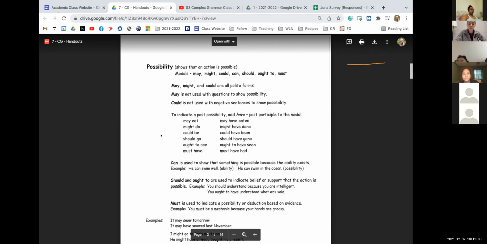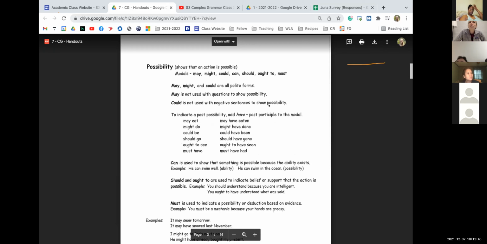If I say you couldn't go to Indiana without a car, then what is negative there? When we use could not, that sentence is grammatically correct, but it has a different meaning. Could not is used to show that something is impossible.